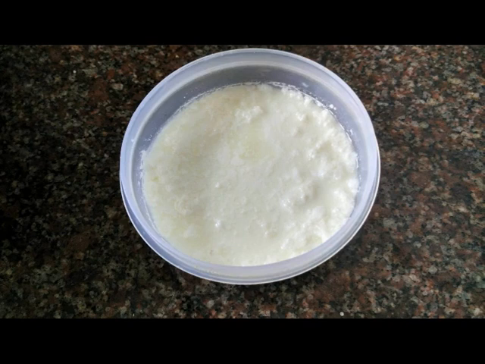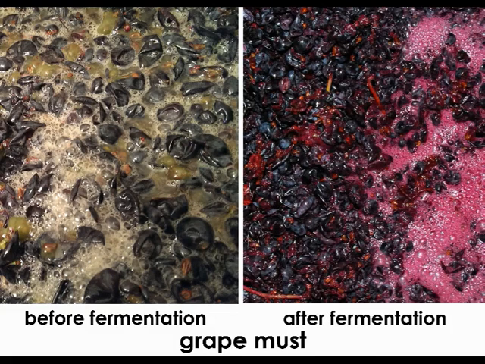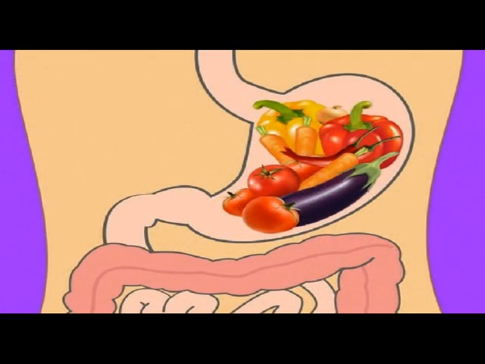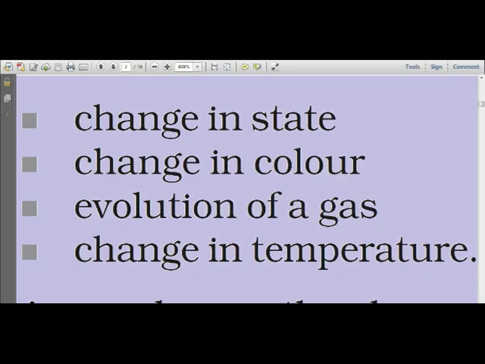...unattended for a few days at room temperature during summer. What happens to iron materials like tawa, pan, or nail that are left exposed to a humid atmosphere? What do we get on fermentation of grapes? What happens to food when it is digested in our body? What happens when we are breathing?